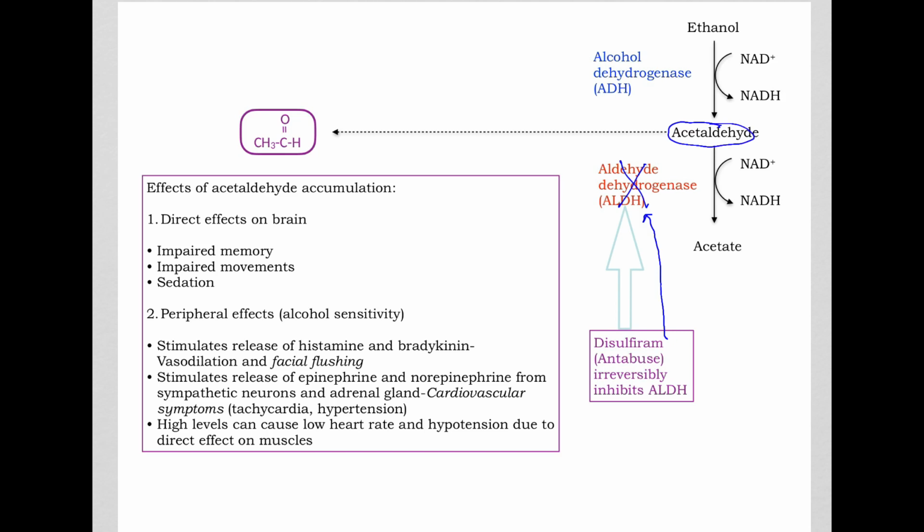So if a chronic alcoholic was on this treatment, he or she will have acetaldehyde that will accumulate in the body, and this acetaldehyde will cause these unpleasant peripheral effects or alcohol sensitivity, including nausea, vasodilation, high blood pressure, tachycardia, and so on. So hopefully these unpleasant side effects will discourage the alcoholic from further drinking.